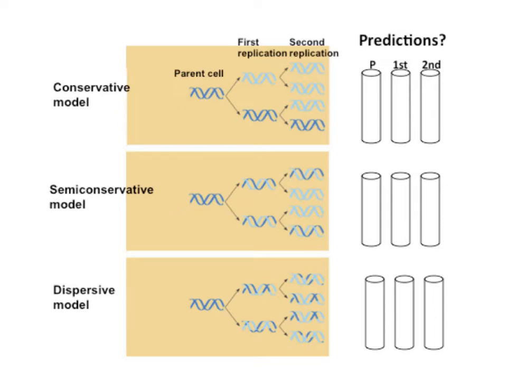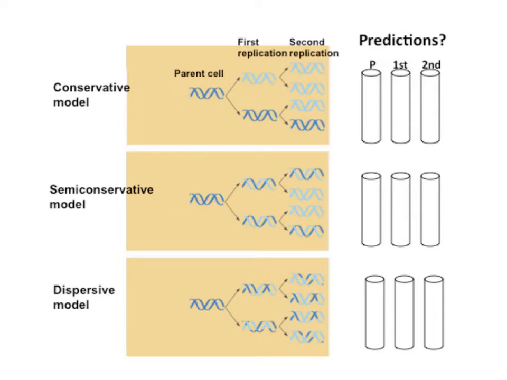So we've taken bacteria and we've grown them, the parent generation, in heavy nitrogen, and then we moved all the cells over into light nitrogen, which is that lighter blue color, and we let them replicate their DNA once and replicate their DNA twice. And these are the three hypotheses that scientists had.